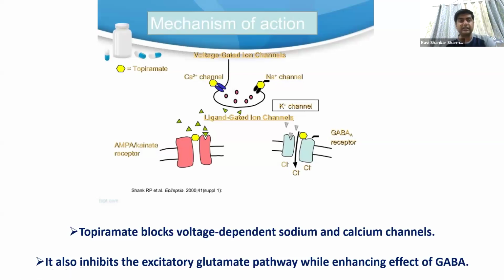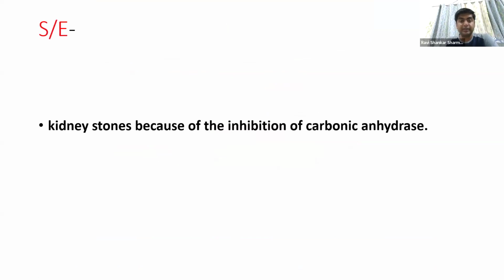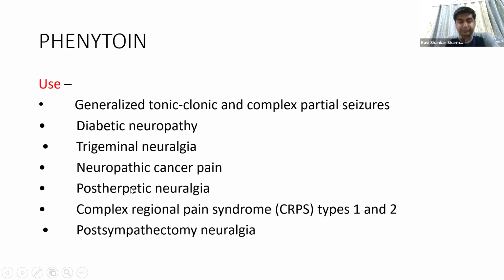So thereby the excitatory glutamate pathway is getting inhibited, while on the other hand GABA is getting facilitated. Dose: especially the 100 milligram of topiramate is also available in the market for migraine prophylaxis. Start with a lower dose, and then you can slightly increase the doses. Importantly, it inhibits carbonic anhydrase, so it can cause kidney stones, renal stones.